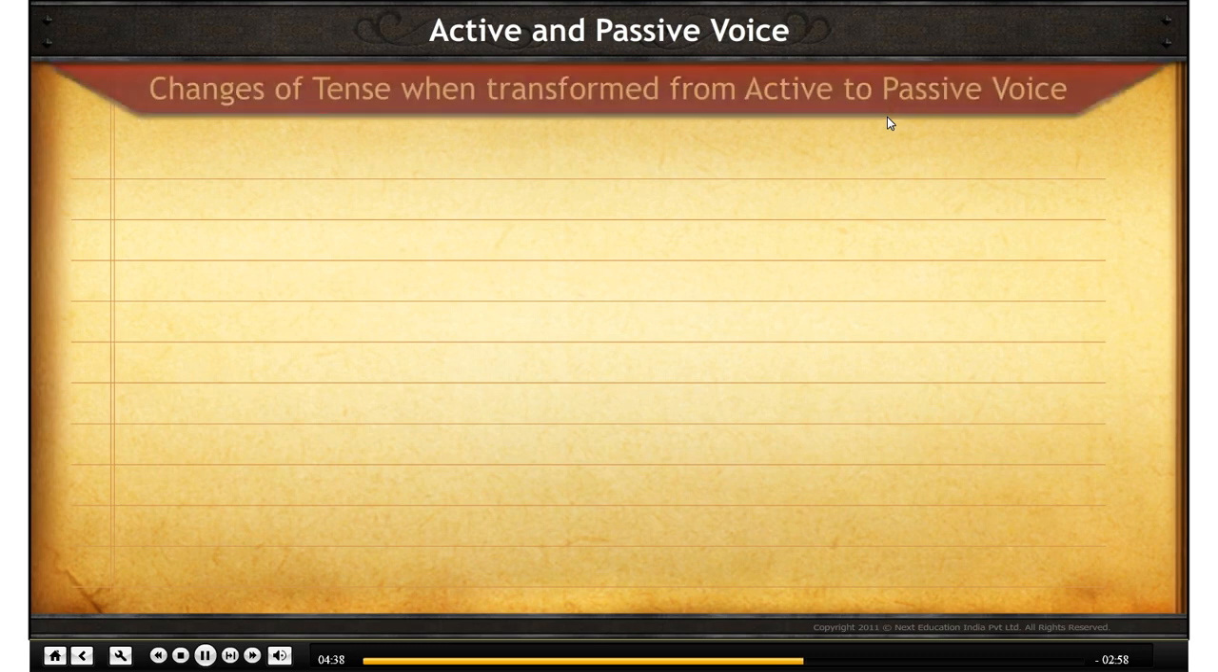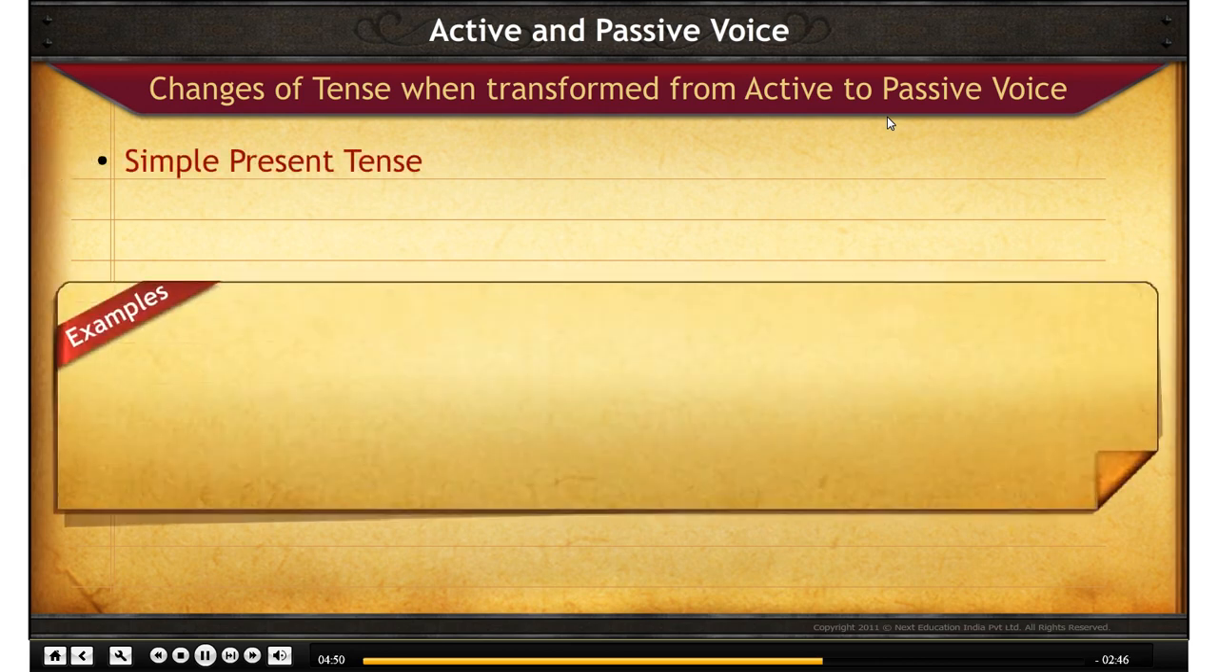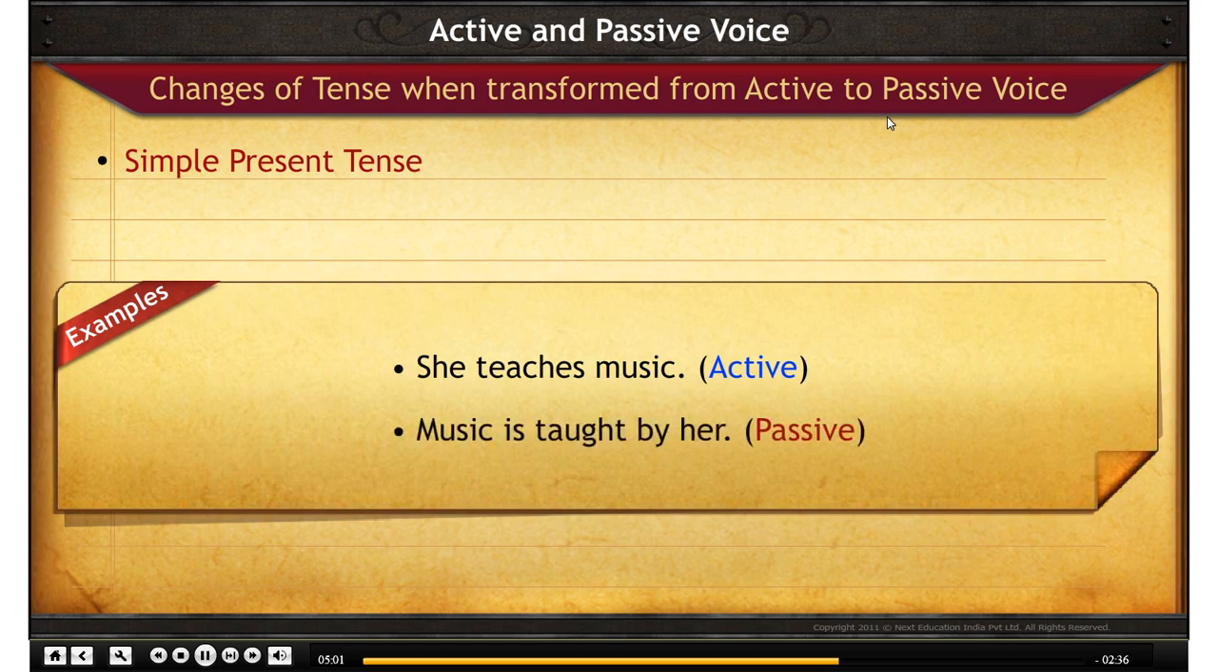Now, let us observe the changes of tense when transformed from active to passive voice. First, let us observe simple present tense. For example, she teaches music is in active voice. When this is changed into passive voice, it becomes, music is taught by her.